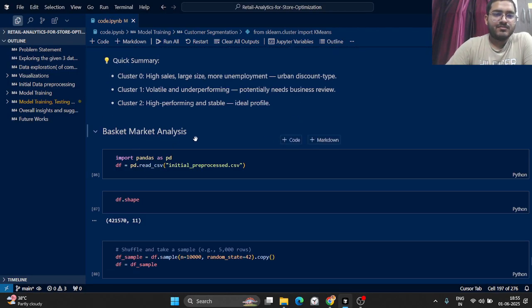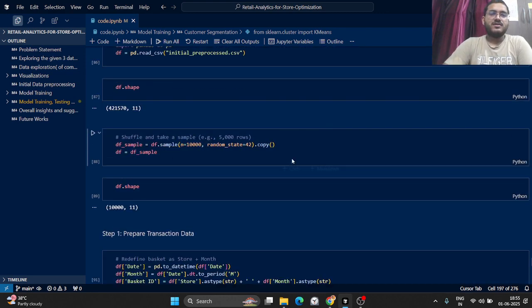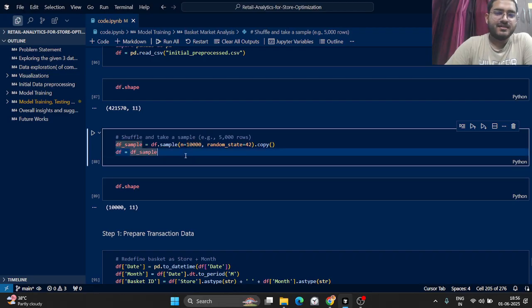Later we went on to market basket analysis, but when I tried to implement this code, it took a long time, around 2.5 hours, and the code was not able to complete. So I went with a sample of only 10,000 rows, to understand how things work.